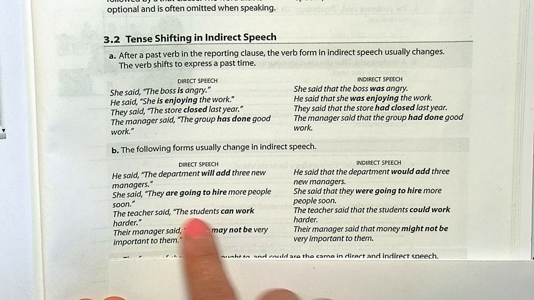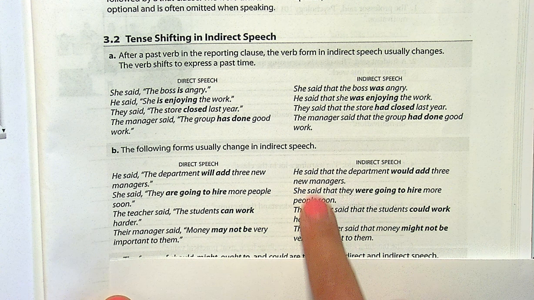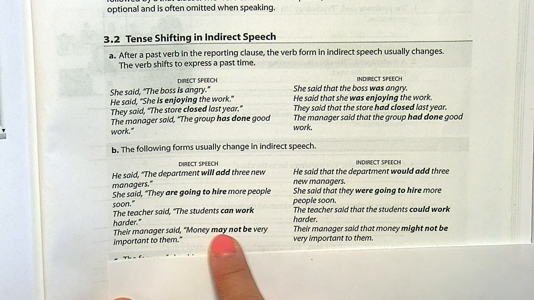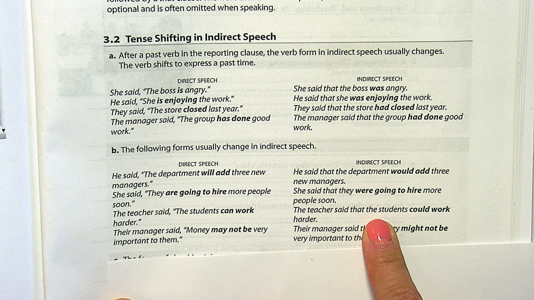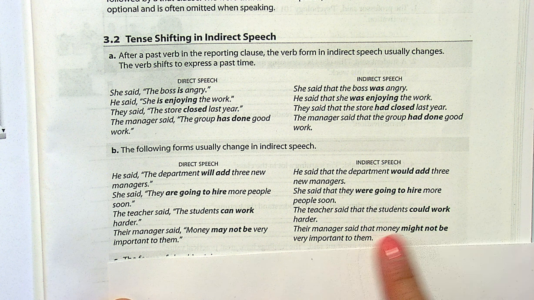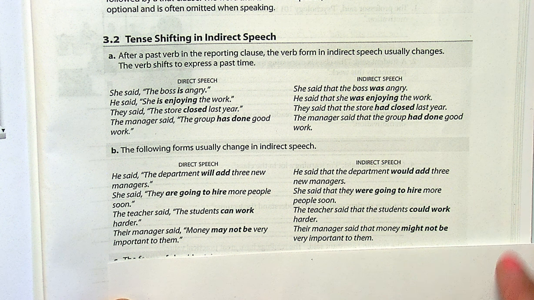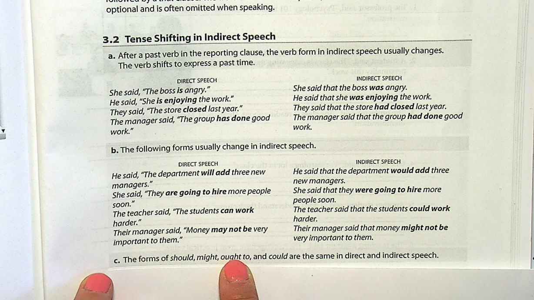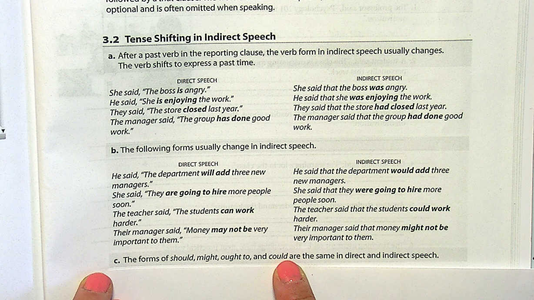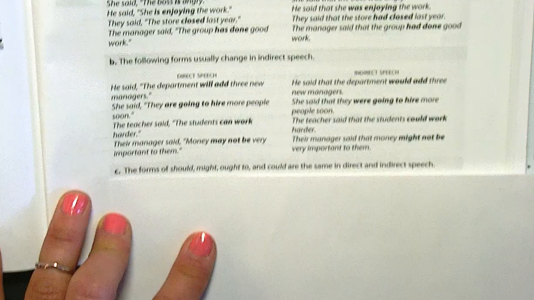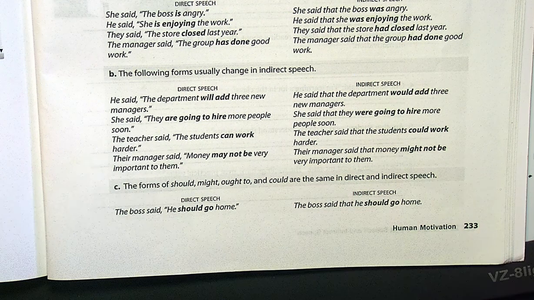So the important thing to remember here is when we have reported speech, you cannot use these forms because we need the past form. You cannot say "the teacher said that they can" if you're reporting what the teacher said, unless it's true all the time, which is actually on the next page. The forms of should, might, ought to, and could all stay the same because there is no further past form. So let's take a look a little bit further down. He should go home. The boss said that he should go home.